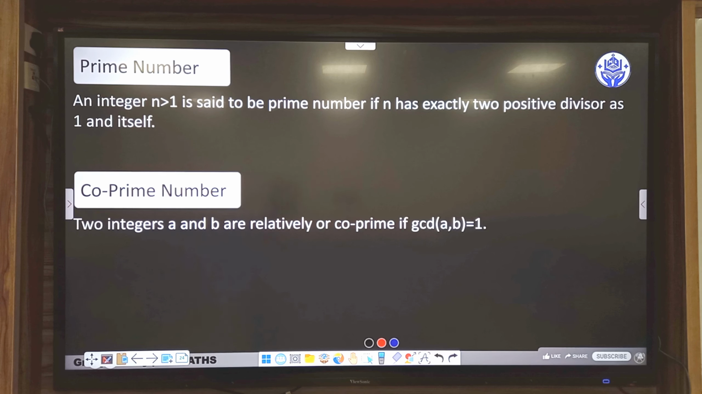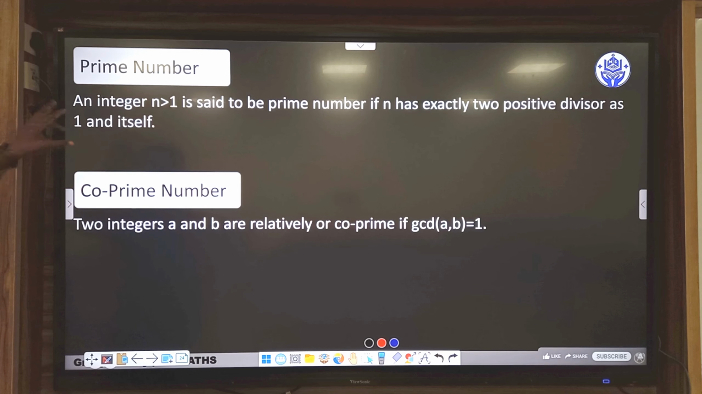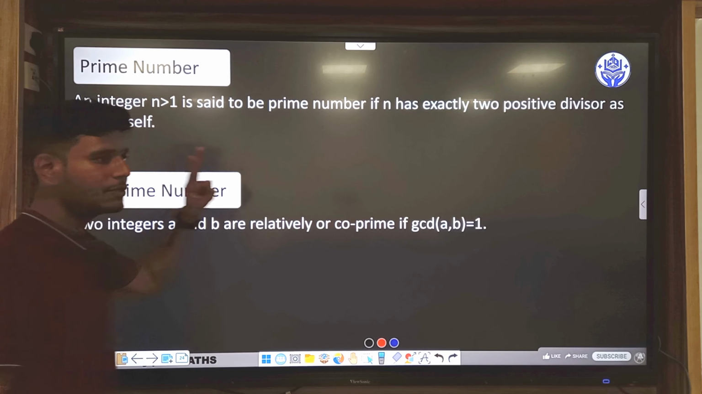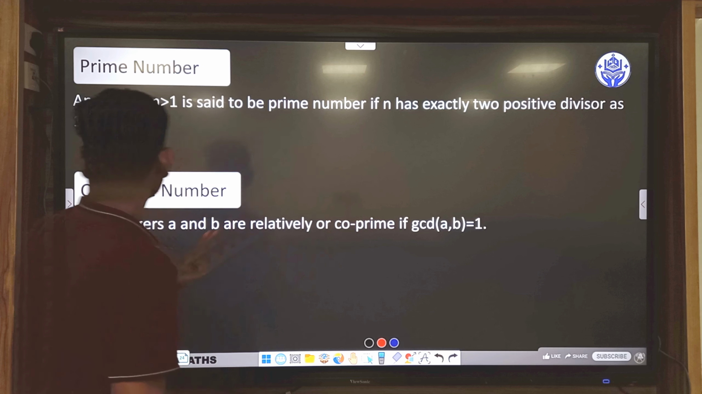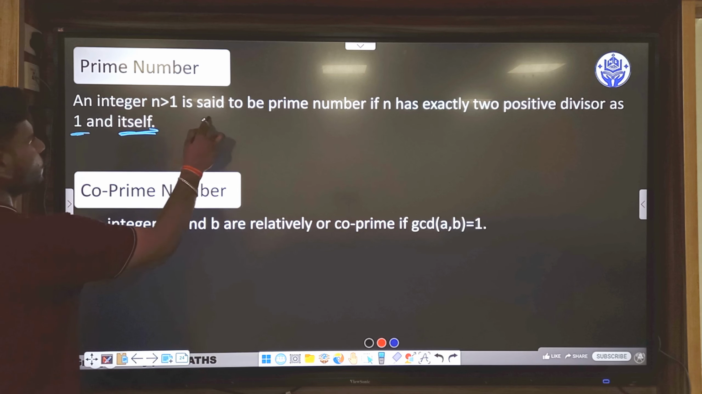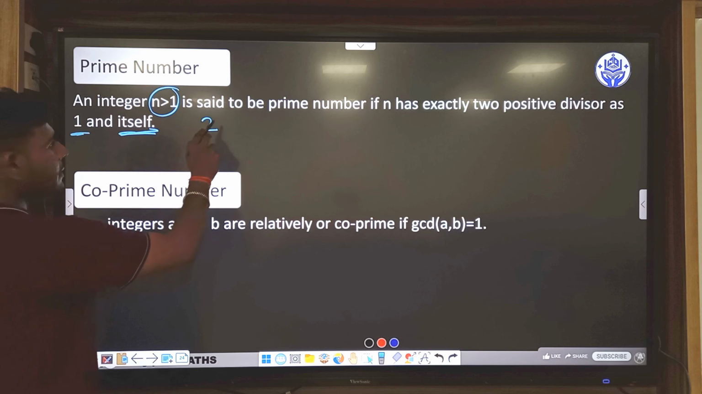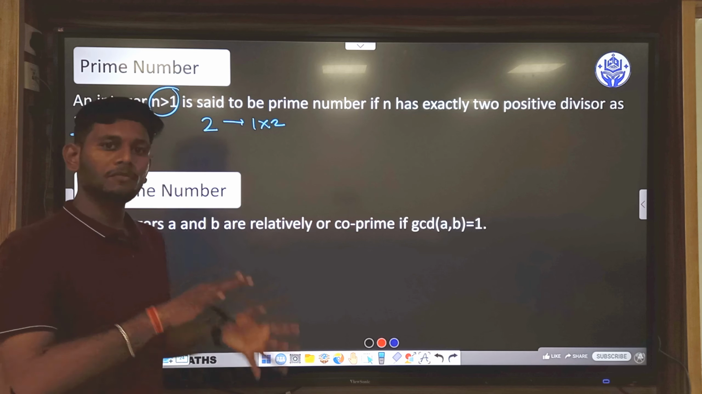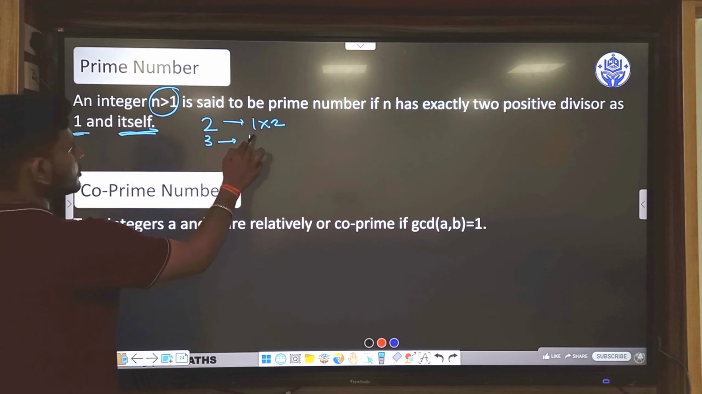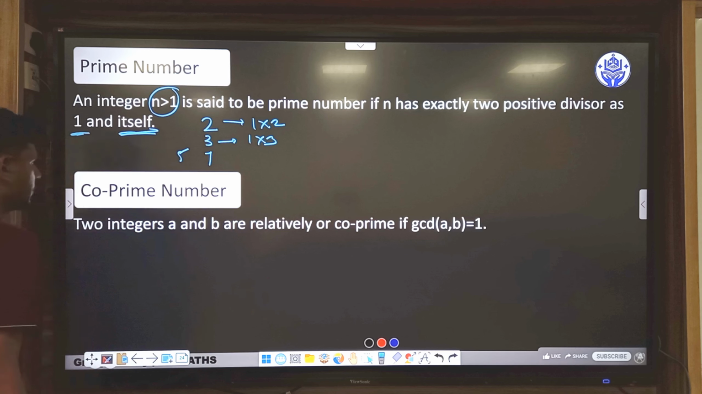Okay, now next we want to find the prime number and co-prime number. We'll discuss this. What is a prime number? A prime number is something which has exactly two factors, and those factors are 1 and itself, for n greater than 1. So if 2 is a prime number, it means it has divisors only 1 and itself. Let's say 3, it also has 1 and 3, only two factors. 7, 5, 13, 11, whatever you want to take, 23 you can take.